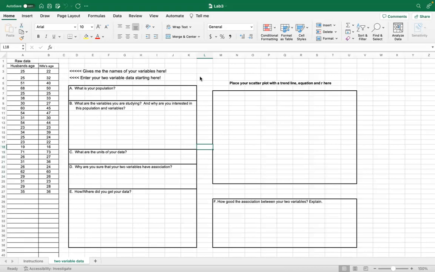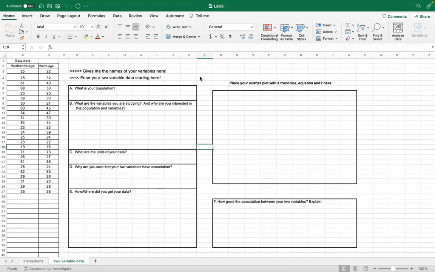We need 20 each. I think it says 50, but don't listen to it. Give me 20 each, and put your raw data in here. Please label your variables so that I know what they are. So once again, what is your population? My population would be Facebook friends, imaginary Facebook friends. What variables are you studying? I am studying the correlation of the ages of husbands and wives, and I'm not interested in this at all, it's just for fun. What are the units of my data? Age in years.